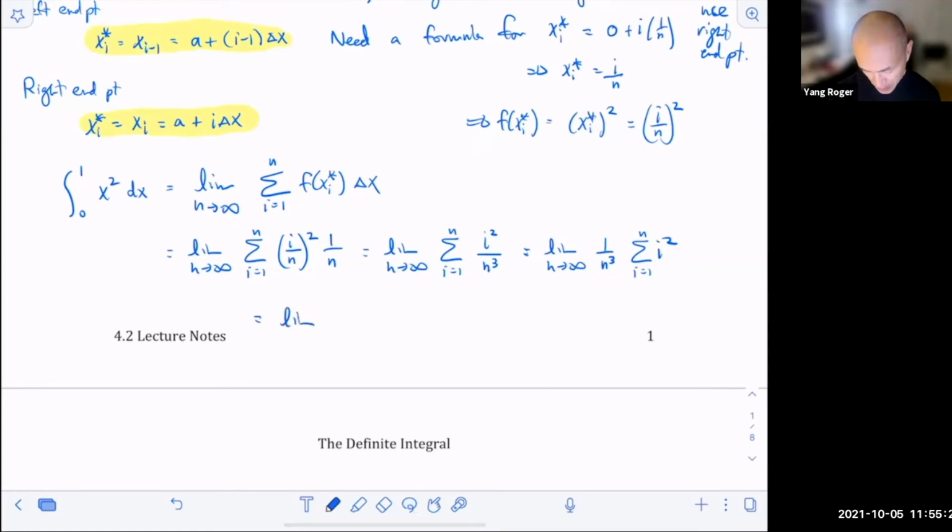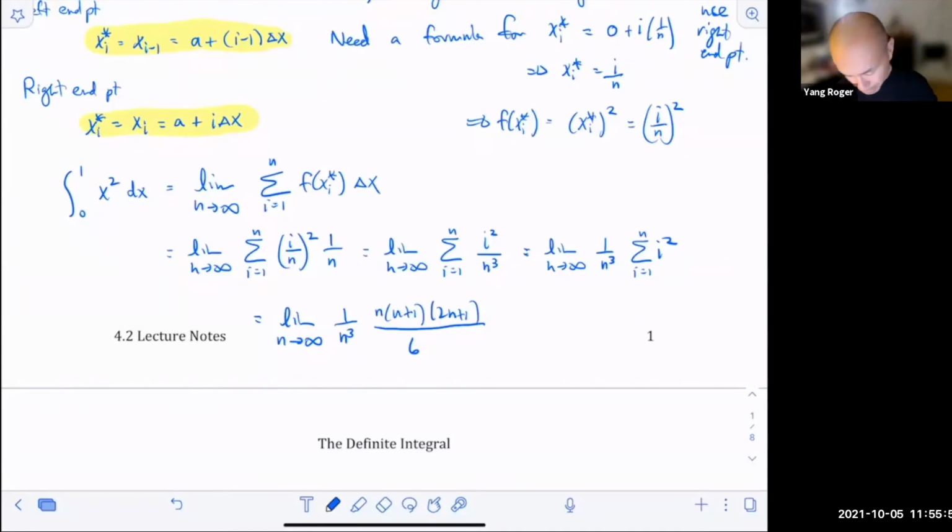So that's going to be the limit as n goes to infinity of 1 over n cubed. And then this guy is going to be n times n plus 1 times 2n plus 1, all divided by 6. Okay. So we just need to simplify what this is. So I guess the first thing I'm going to notice is that we have an n on the numerator. We have 3 n's on the denominator, so I can really make that an n squared like this.